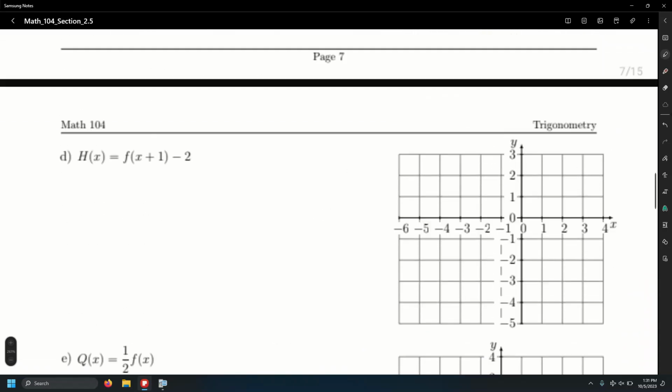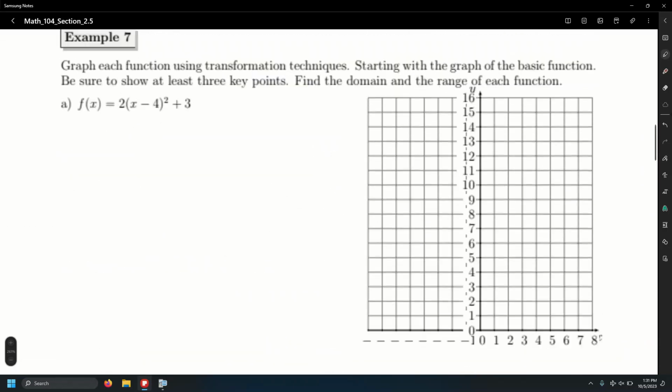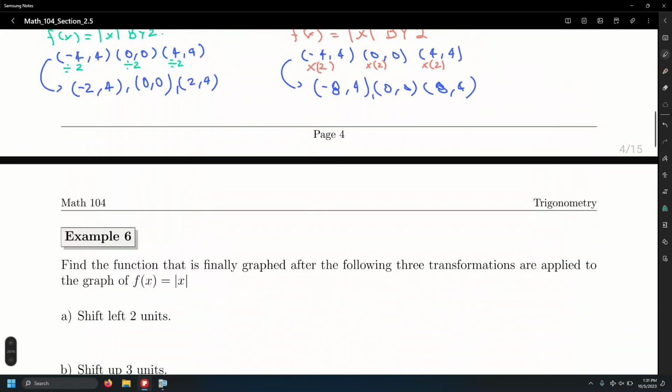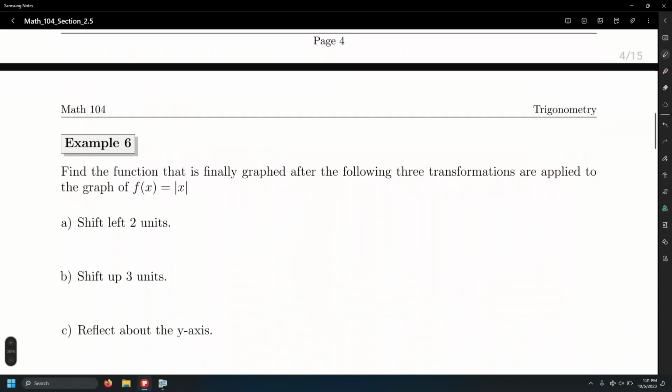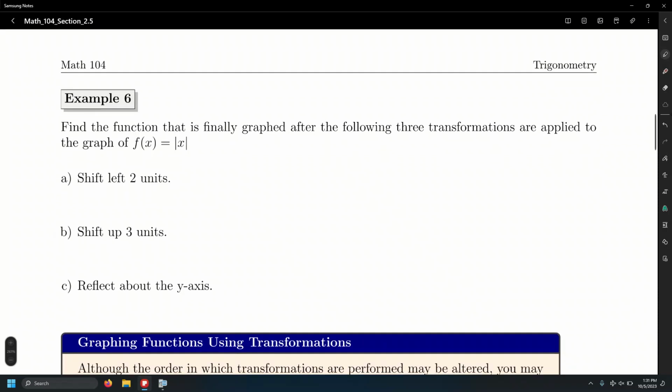What we have done so far is we're done with all this, with describing the different transformations. Now let's put these transformations in action and construct new functions by taking into consideration one at a time. And that's example number 6.